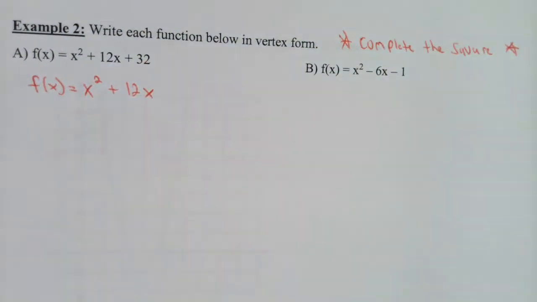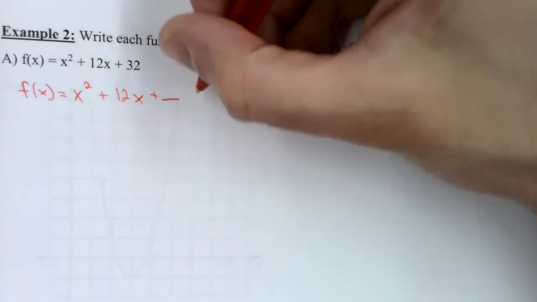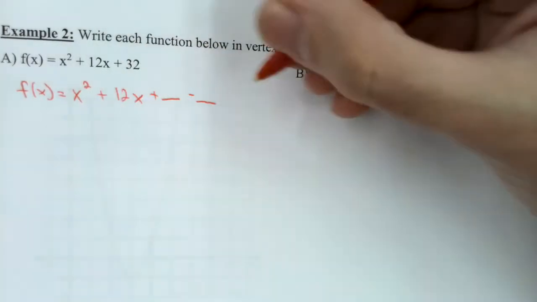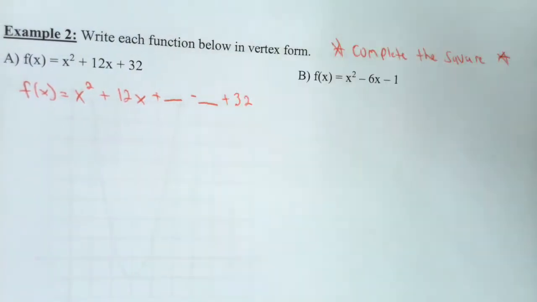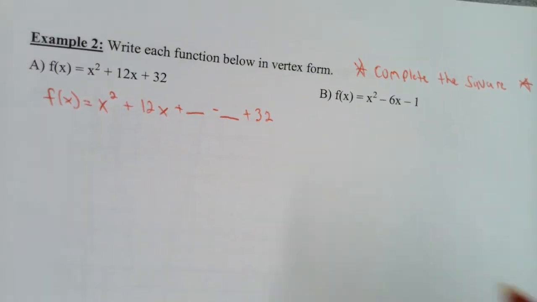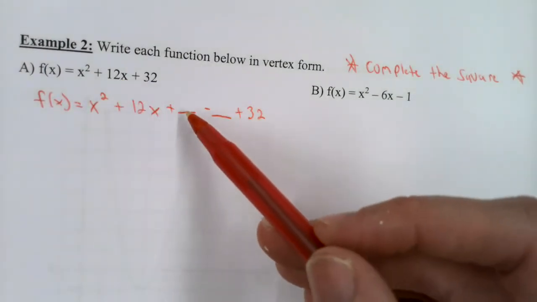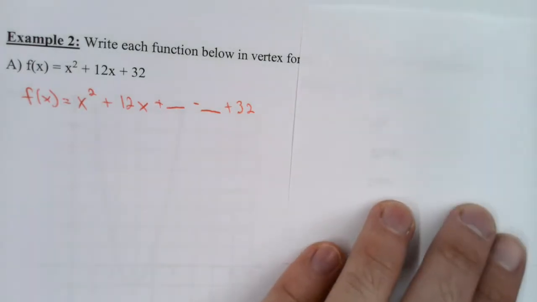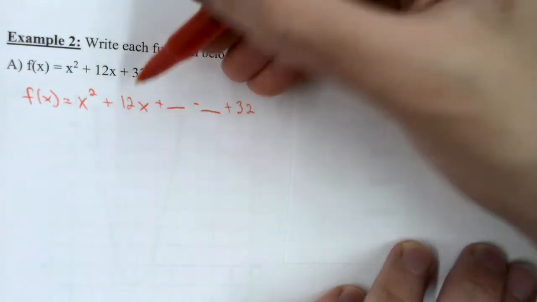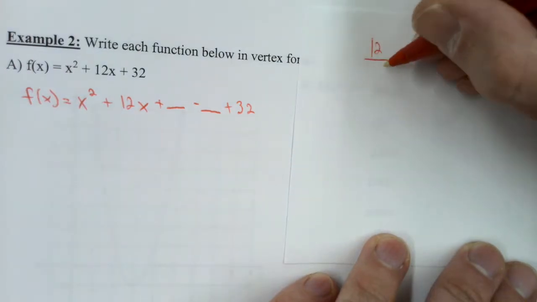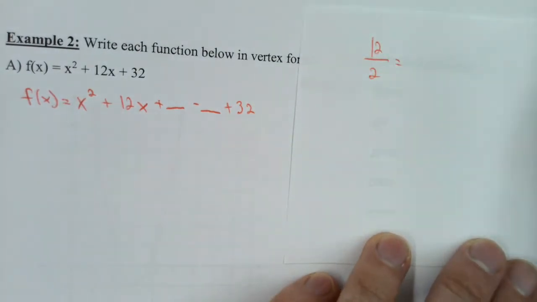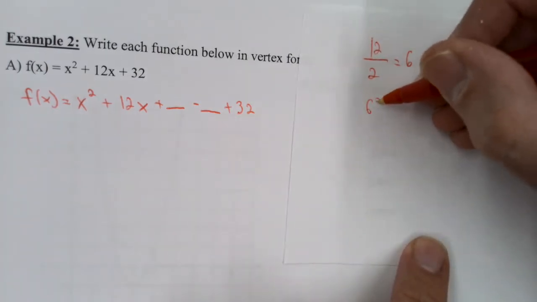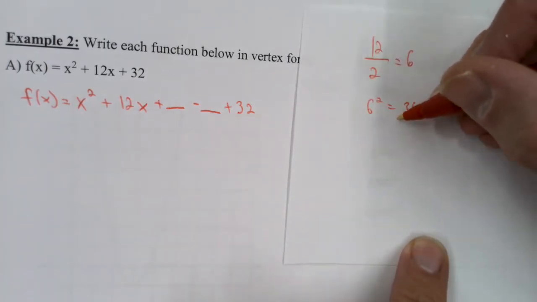After the term with just the x, you're going to do plus blank minus blank, and then plus 32 at the end. Okay? That's after the term with the x. Do plus blank minus blank. And now let's complete the square. Off to the side, take the number before x, in this case 12, always divided by 2. That gives you 6. And then you square the 6 and you get 36.